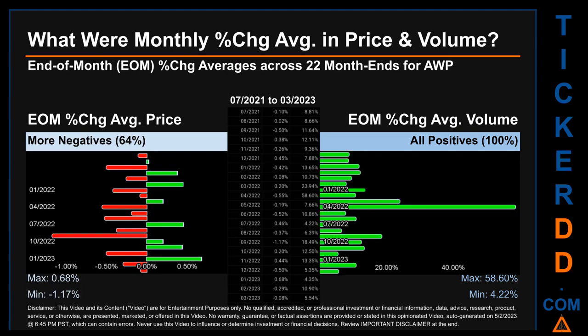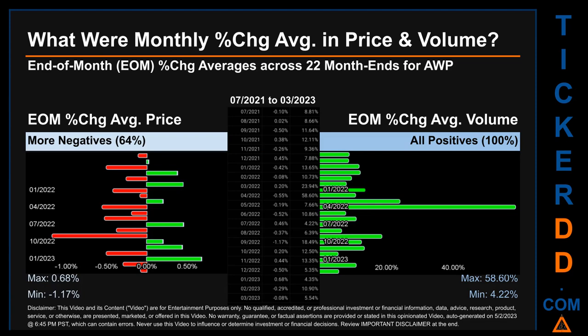What were end-of-month percentage change averages in price and volume for AWP? The monthly average of percentage change in price and in volume were calculated for each of the 22-month ends. That calculation took daily percentage changes and averaged them for each given month. If a month end came out negative, then it means that the month summarily saw a negative change.